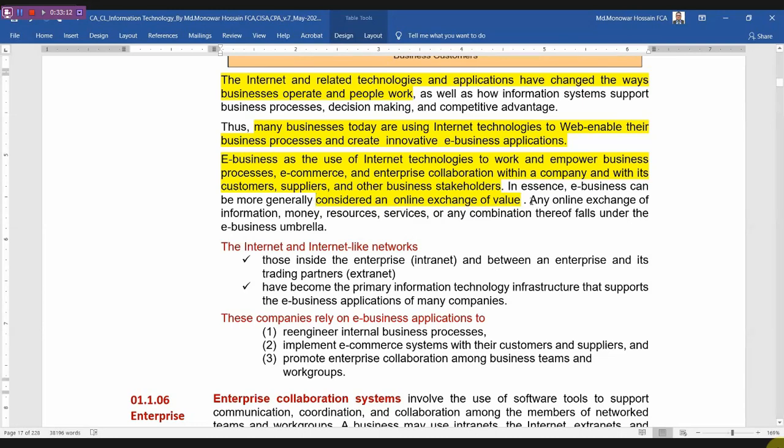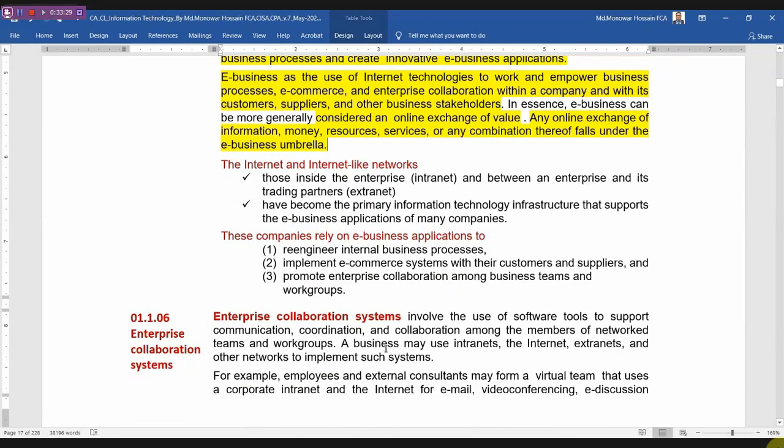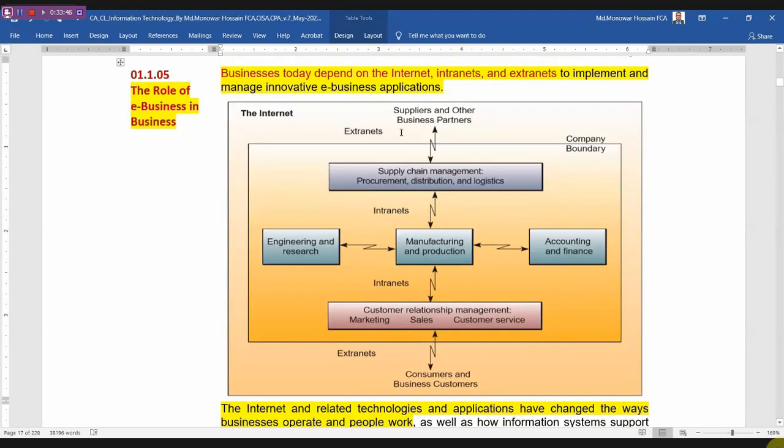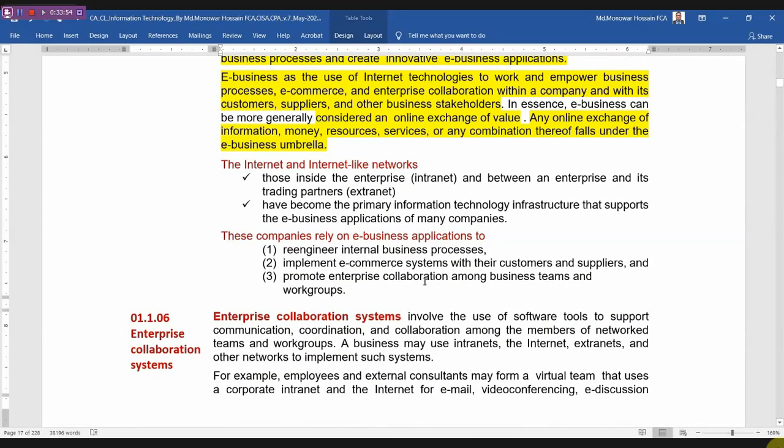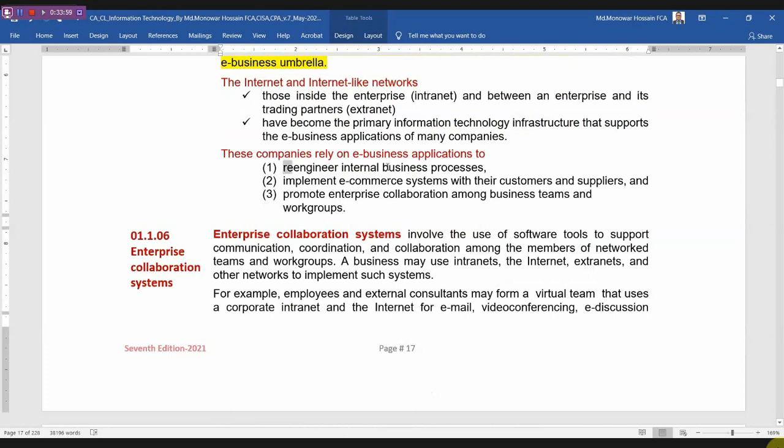So here, any online exchange of information, money, resource, services, or any combination thereof falls under the e-business umbrella. The internet and internet-like networks are those inside the enterprise, within the organization, and between the enterprise and its trade partners, external. That means this is the external, extended, and the internal and the external. And these companies rely on e-business applications, re-engineering internal business processes, implementing e-commerce systems with their customers and suppliers, and promoting enterprise collaboration among business teams and working groups.